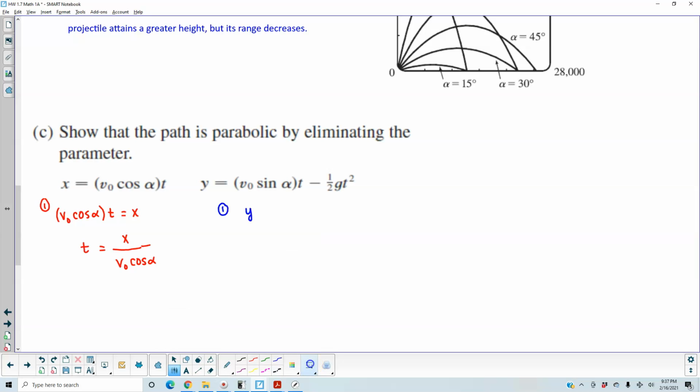So we have y, which is equal to the velocity times sine alpha, times x over the velocity times cosine alpha, minus 1/2 g times t squared, and we know that t is x over the velocity times cosine alpha.